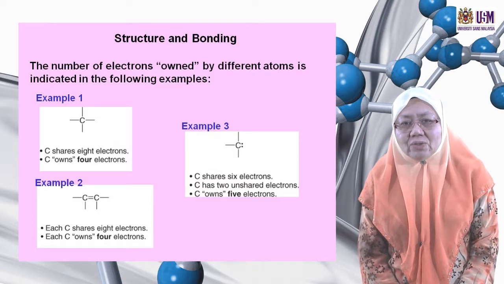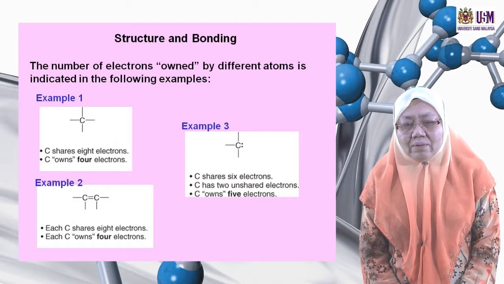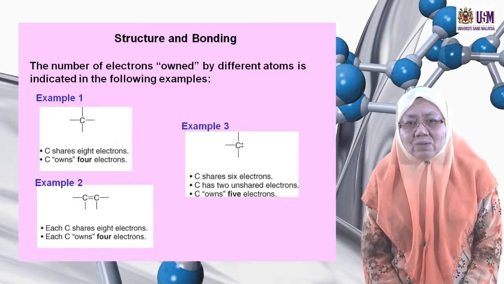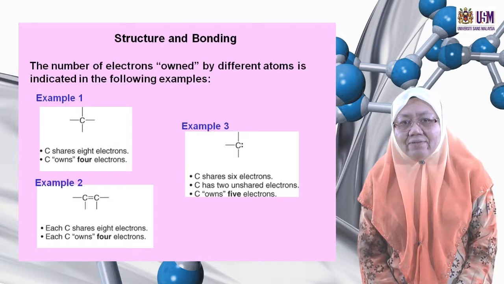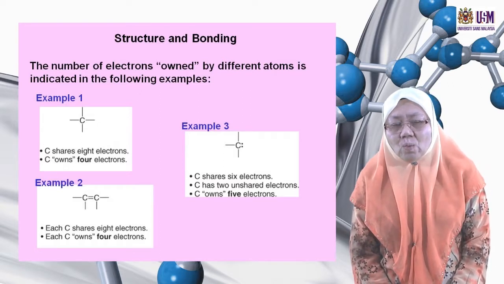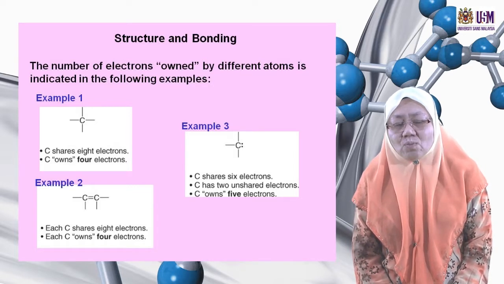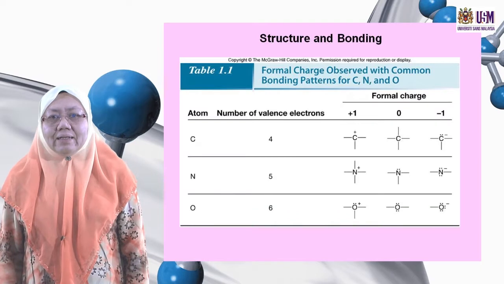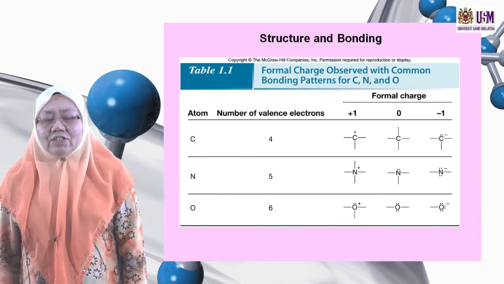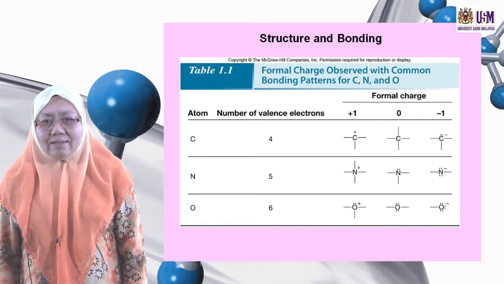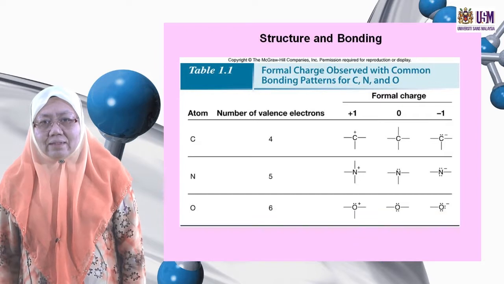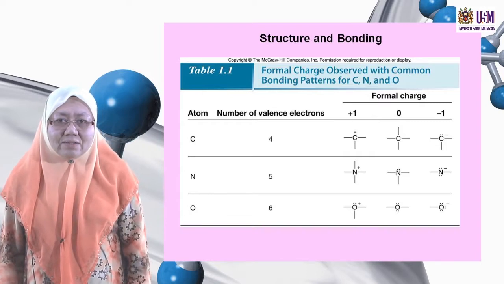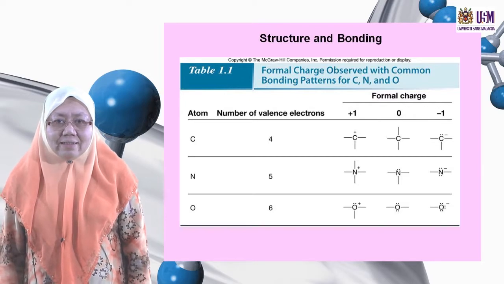And example 3 shows a carbon with 3 bonds and a lone pair. So this carbon shares 6 electrons, and the carbon has 2 unshared electrons. So carbon owns 5 electrons. So the formal charge for this carbon would be 1 negative charge, since it has 1 electron more than its neutral atom. Okay, looking at carbon, we can see the carbon with a negative charge actually has 5 electrons. It has 3 bonds, which gives it 3 electrons, and a lone pair that makes it 5 electrons. So the formal charge for this carbon is a negative charge.